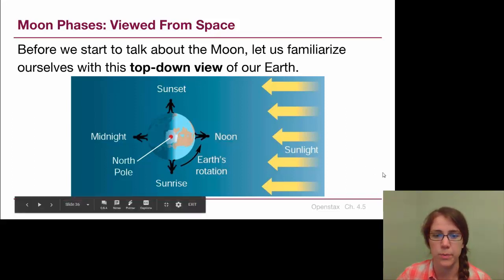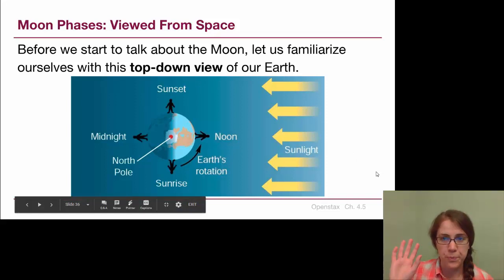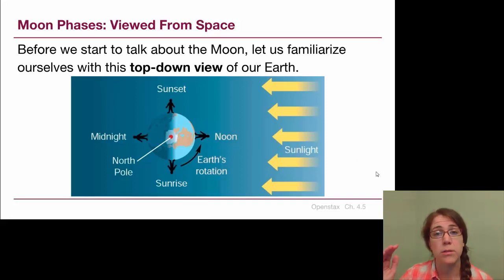Okay, so if you haven't yet, maybe take a moment, pause the video, and copy this into your notebook and have those explanations for why noon is on the right. And it's only because we've put in the sunlight on that side of the diagram. And then the rotation of the Earth bringing us from noon through sunset to midnight to sunrise and again back to noon. Okay.